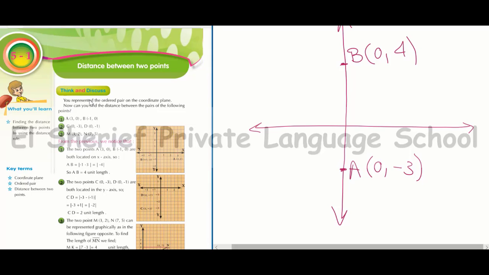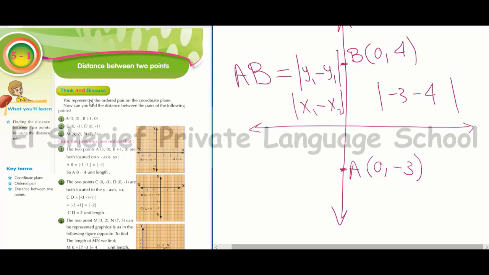We know before from primary 6 that the distance between A and B means the absolute value of the difference between the two non-equal coordinates, means the difference between y1 and y2 or the difference between x1 and x2. Then here the distance between the points A and B is the difference -3 minus 4 in absolute value. It will be equal 7 unit lengths.